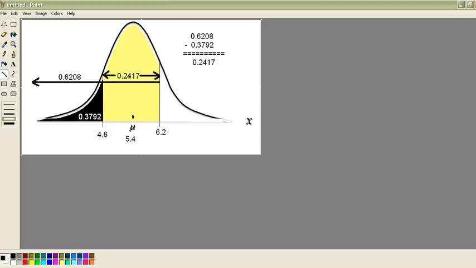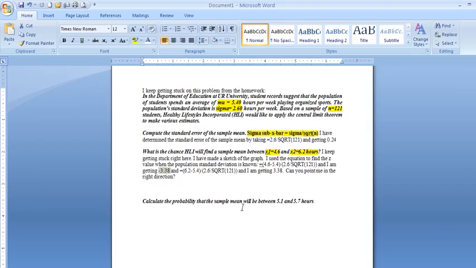The area between those 2 points, or the probability, is 0.2417. So that's the chance that HLI will find a sample mean between those 2 points.